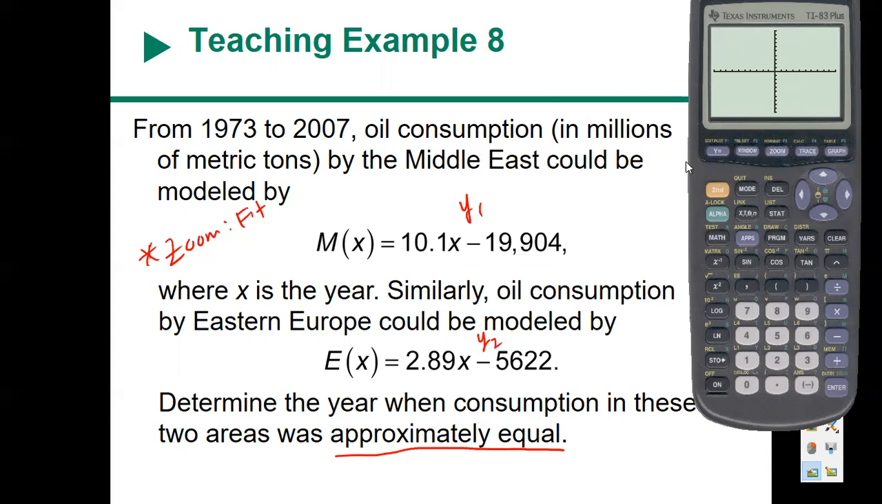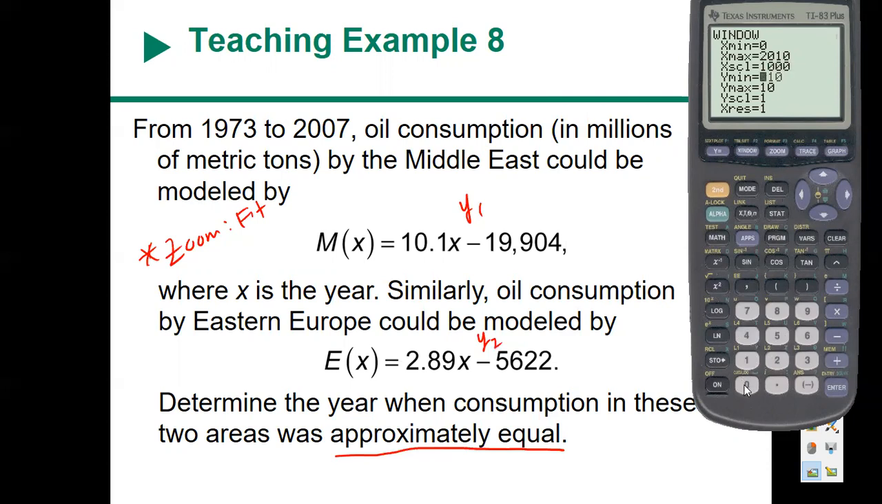Okay. The other option that you have is to change your window. So I can change my window. I'm like, well, I shouldn't need any negatives. My X values are going to be really high because it's like 1973 to 2007. So let me go, I don't know, 2010. Where they intersect. Second trace. I'm going to count by 1,000.